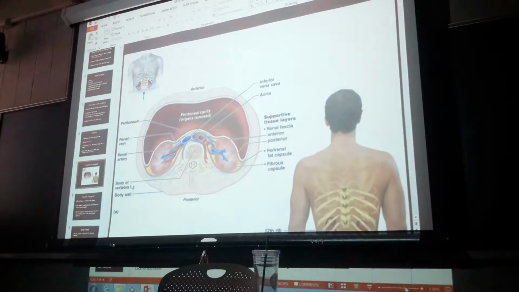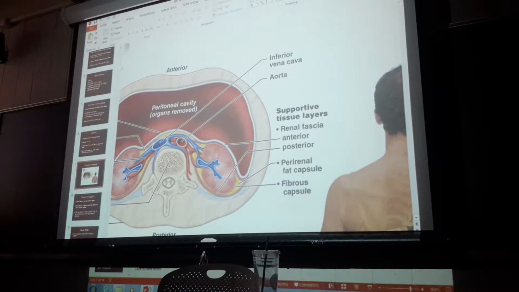So here's our, let's pull that up a little bit. So here's our kidneys. They're surrounded by fat. The fat helps protect them, but it also helps hold them in place as well. So it's kind of a stabilizer in there.